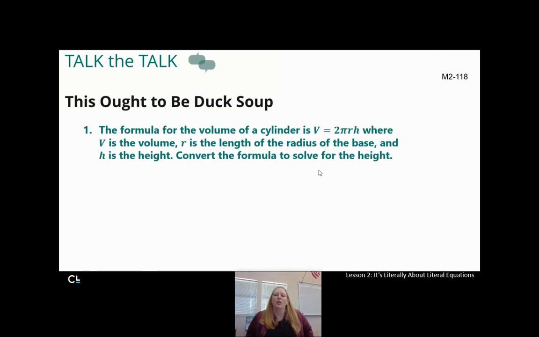All right. Let's come back to some more familiar and less stressful formulas. Let's go over to the talk on page 118. The formula for the volume of a cylinder is V equals 2 pi r h. V is the volume, R is the length of the radius, and of course H is the height. For number 1, can you take this formula, just like we did with all those other problems, and solve for the height? Can you get the H all alone? Go ahead and hit pause to work this out, and then hit play when you're ready to check your work.